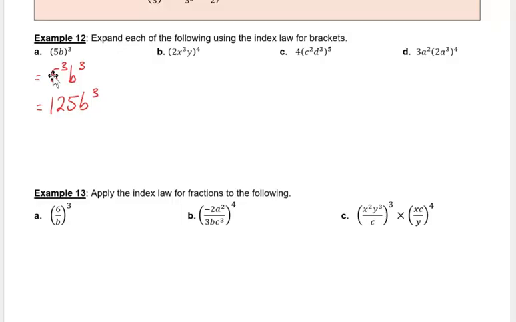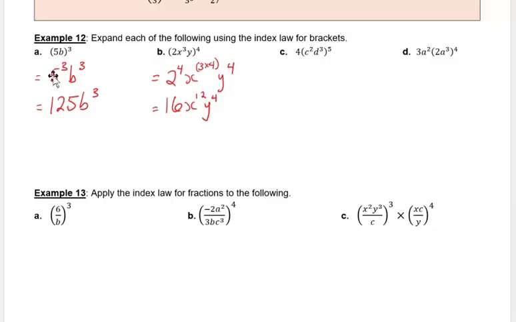If I have 2x cubed y, all of that to the power of 4, then I'm going to take 2 to the power of 4 times x to the power of 3 to the power of 4, so I'm going to multiply them times y to the power of 4. So 2 to the power of 4 is 2 times 2 is 4, times 2 is 8, times 2 is 16. That's my number 16, times x to the power of 12, y to the power of 4. That's going to be my final answer.